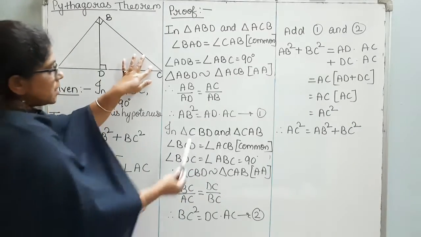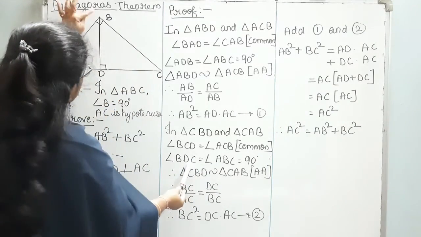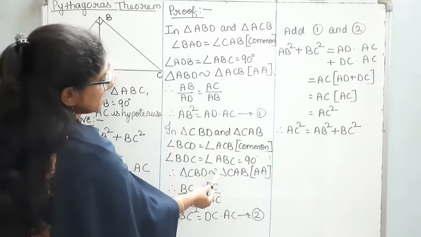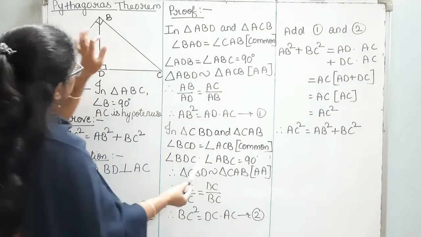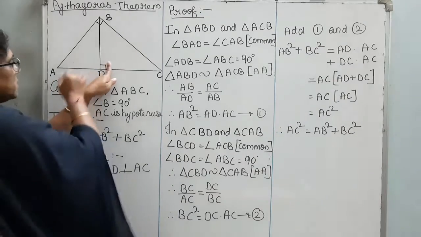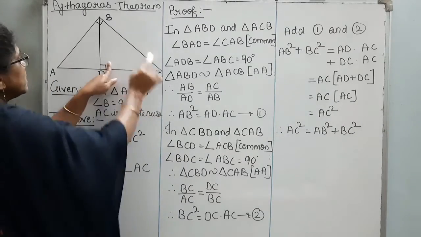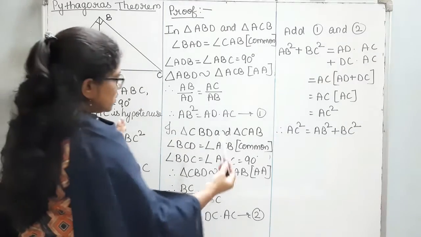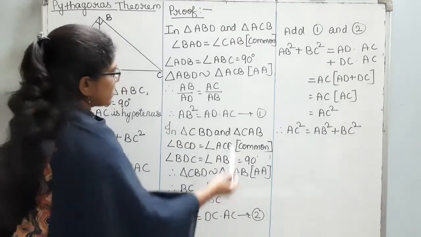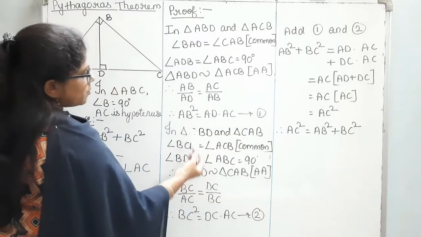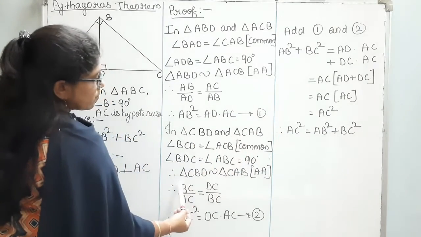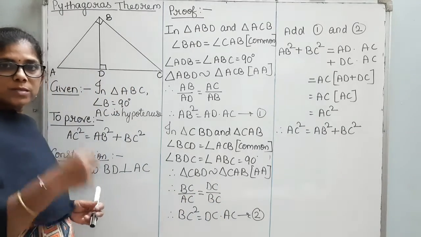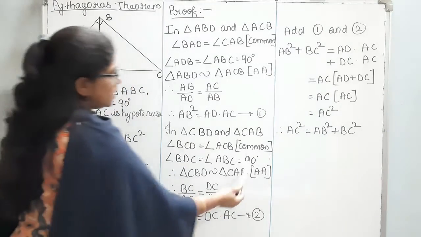Common angle it is. Again here we have angle BDC equal to angle ABC. This is 90 degrees because BD is perpendicular to AC and angle ABC is 90 degrees. It is already given to us. So what we get now? These two triangles, that is CBD and CAB, are similar by AA criteria, as two angles are equal.